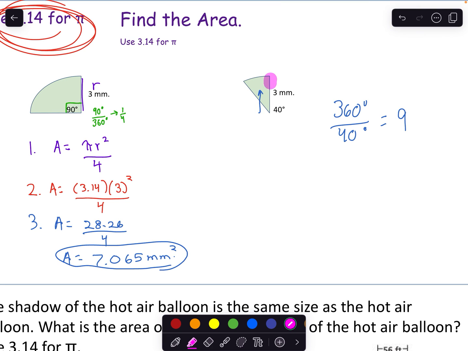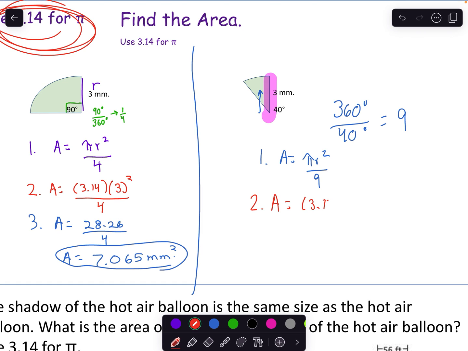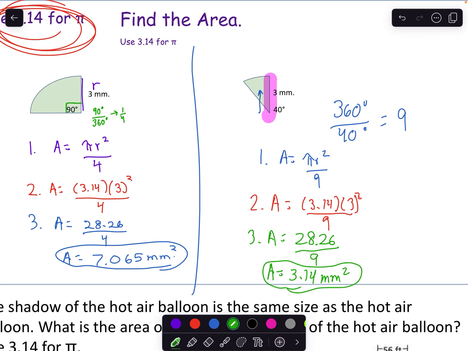My radius is going to be 3. So step 1 will be area equals pi r squared divided by 9, because that's 1/9 of a circle. Step 2 is 3.14 times 3 squared over 9. Okay, and then step 3, let's type this out. 3.14 times 3 squared. Again, that's 28.26 like we got in the last problem. But now I have to divide by 9. So I'm going to get area equals 3.14. That's just the square millimeter area.